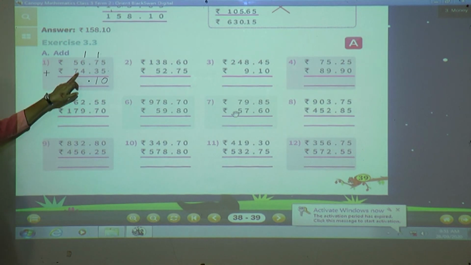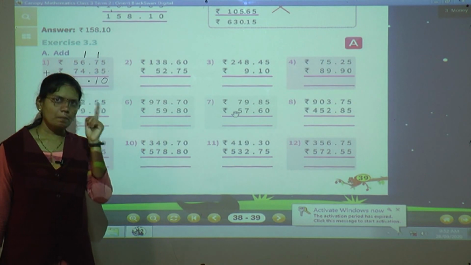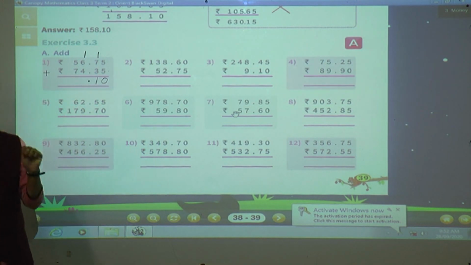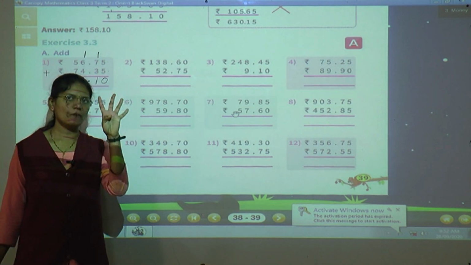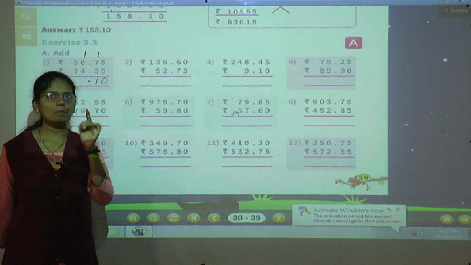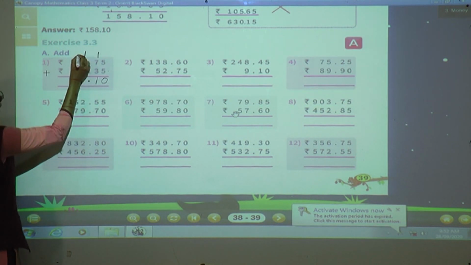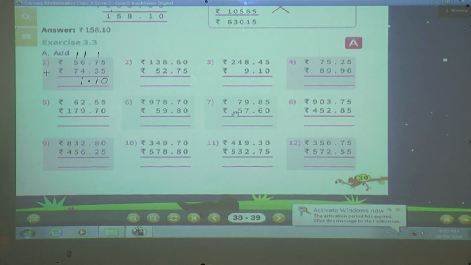Okay. Now 7 plus 4. Now 7 you have to keep in your mind. And now show your 4 fingers. After 7 you have to count your 4 fingers: 8, 9, 10, 11. So 7 plus 4, 11. So what we will write here? 1, and 1 will be the carry.